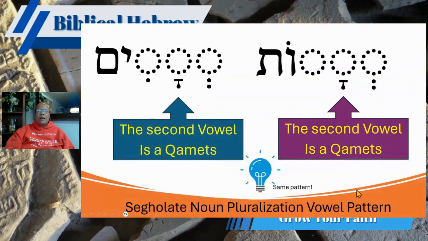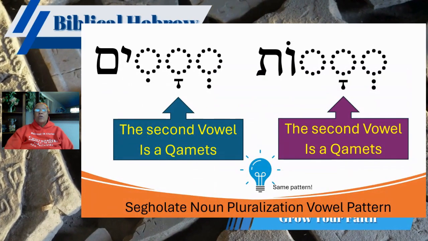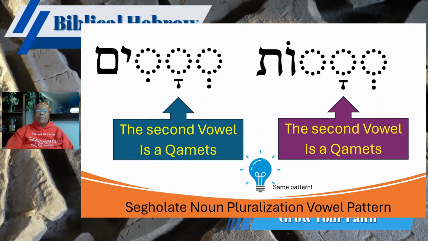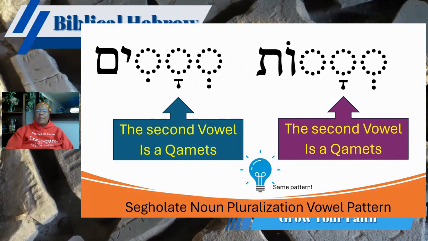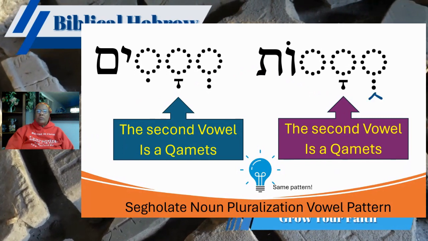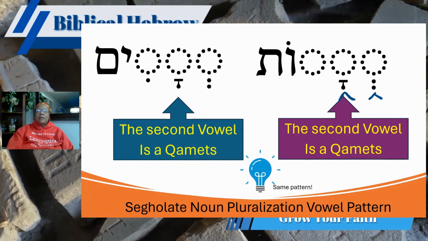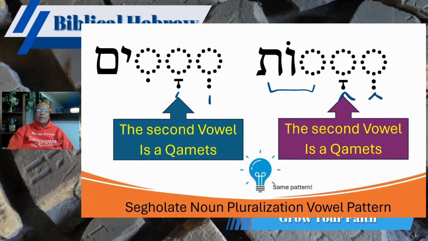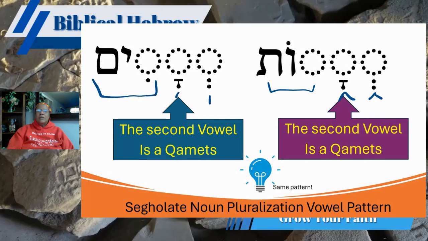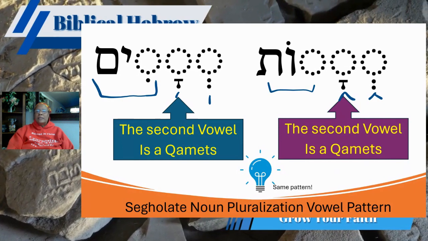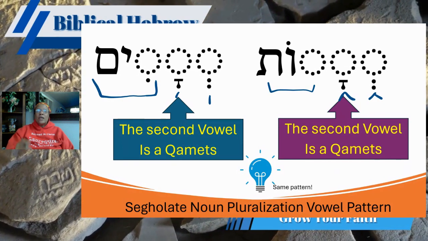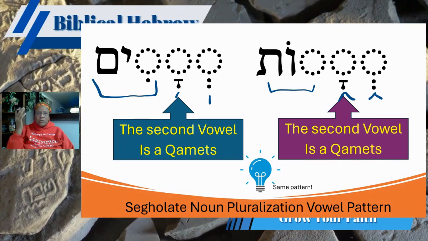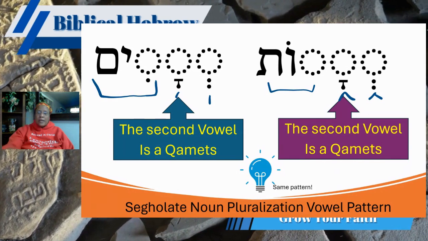So as we continue here, notice that when it pluralizes, it has the same pattern. It will have a schwa, a kometz, and then the ending. A schwa, kometz, then the ending. So notice this is one of the easiest vowel patterns to do, because there's no thinking. You simply just plug and play.